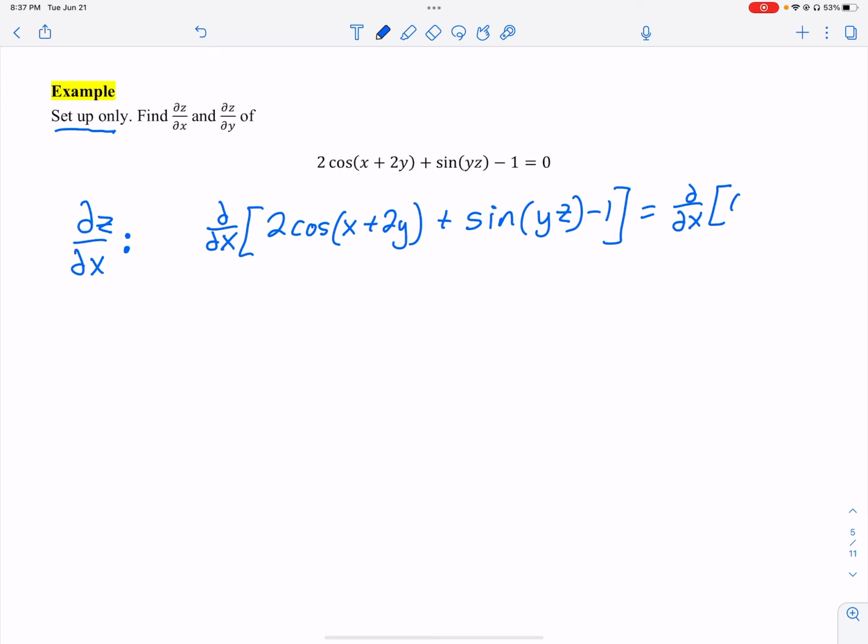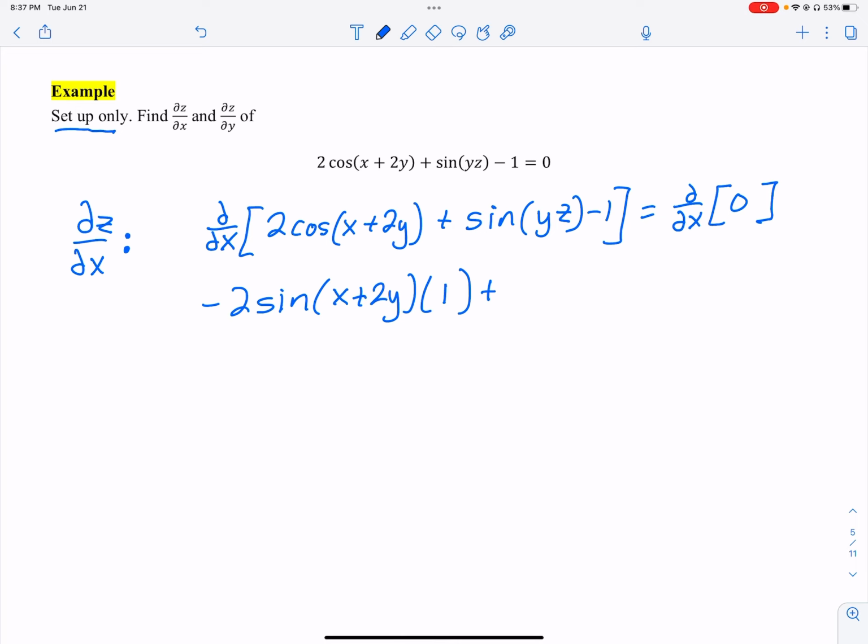So there are our partials with respect to x. That one does have an x, so we get negative 2 sine x plus 2y, plus the chain rule, so it's times the derivative of the inside. The derivative of x plus 2y is just a 1 with respect to x. The 2y is gone because it doesn't have an x.